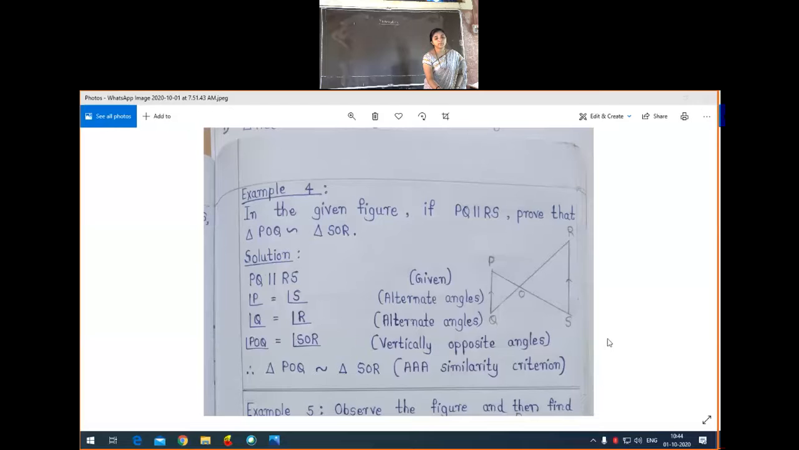So, vertically opposite angles. See here, observe in triangle POQ and triangle SOR, this angle is equal to this, this angle is equal to this, and this angle is equal to this. All three angles of this triangle are equal to the three angles of triangle ROS. Can we say that the triangle is similar to triangle SOR? Yes, of course. Triangle POQ is similar to triangle SOR according to the AAA similarity criterion.